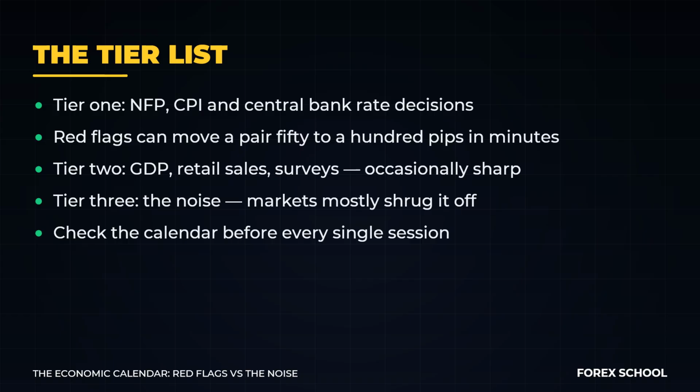Tier 2 moves markets sometimes: GDP, retail sales, employment surveys, worth knowing, rarely explosive. Everything else is Tier 3, minor surveys and revisions that markets shrug off. 2 practical rules. A release mainly moves the currencies it belongs to. And check the calendar before every session. The worst way to learn a red flag exists is mid-trade.